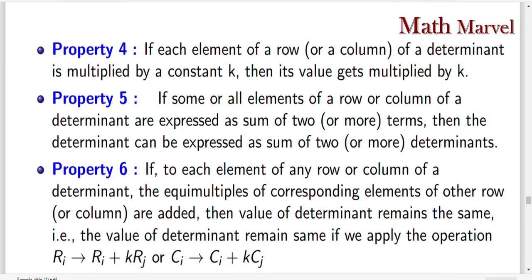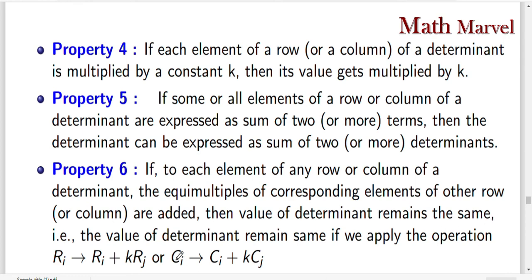Now revision of today's lecture. In today's lecture we discussed property 4, property 5 and property 6 to evaluate determinants easily. Property number 4: if each element of a row or column of a determinant is multiplied by a constant k, then its value gets multiplied by k. According to property 5, if some or all elements of a row or column of a determinant are expressed as a sum of two or more terms, then the determinant can be expressed as a sum of two or more determinants. Property 6: if to each element of any row or column of a determinant, the equimultiples of corresponding elements of another row or column are added, then the value of the determinant remains the same.